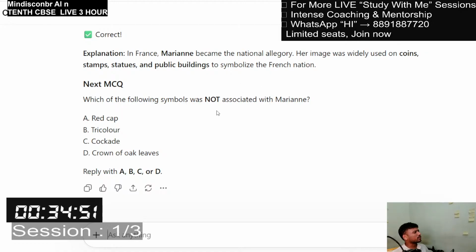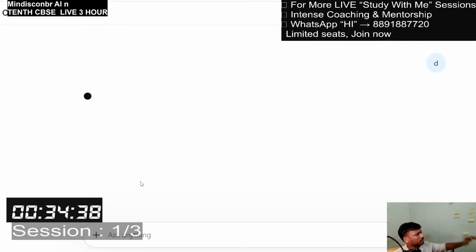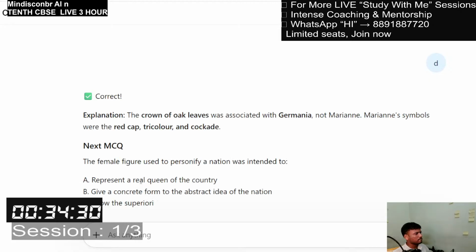Which of the following symbols was not associated with Marianne? Red cap, tricolor, cockade, crown of oak leaves. The crown of oak leaves. That was associated with Germania. The crown of oak leaves was associated with Germania, not Marianne. Marianne's symbols were the red cap, tricolor, and cockade.